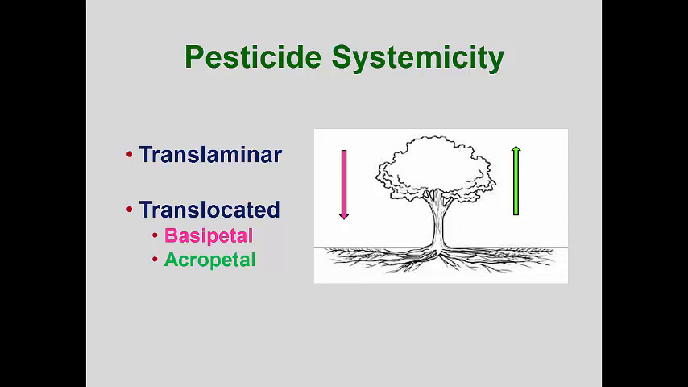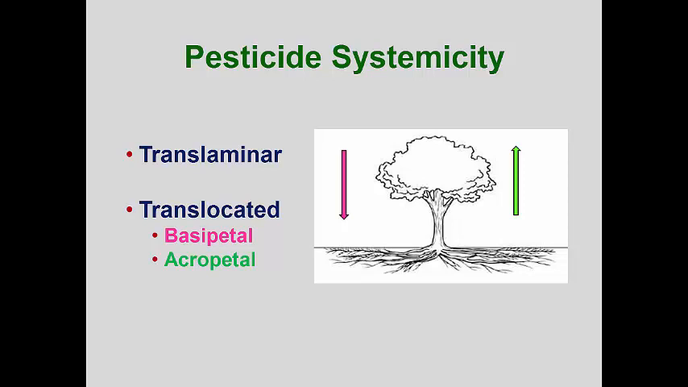First, some pesticides can be absorbed into the plant tissues that they contact. This can protect these pesticides from being washed off or being exposed to ultraviolet radiation, which can eliminate their activity. However, these pesticides don't move from these locations. We call this translaminar systemicity. Trans meaning across, laminar meaning membrane.